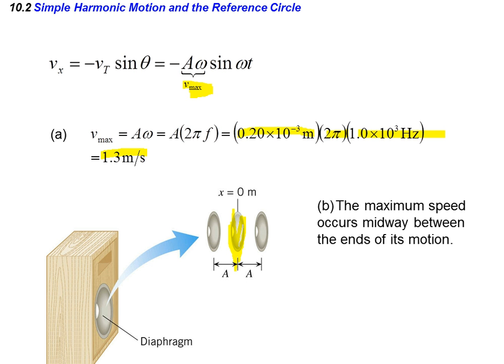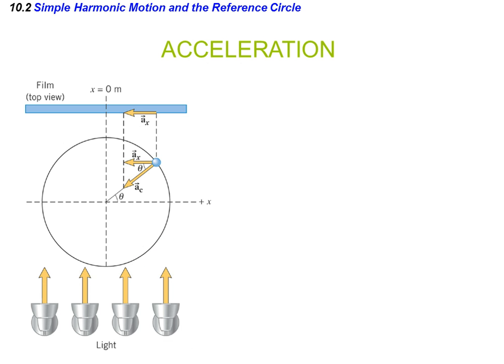which just so happens to also be where the acceleration is equal to 0. So let's move into talking about the acceleration. With the acceleration, we have the centripetal acceleration, but we also have this linear acceleration of moving left and right, because the speed is changing, so there is acceleration.